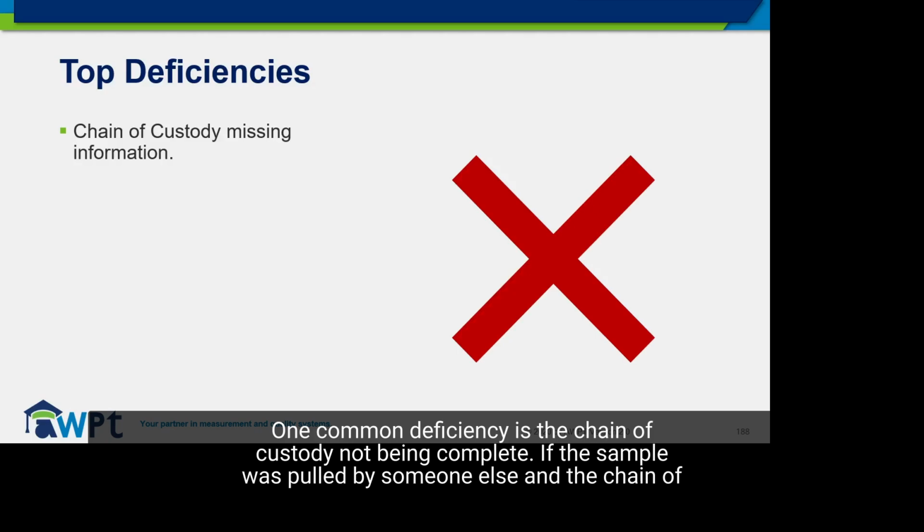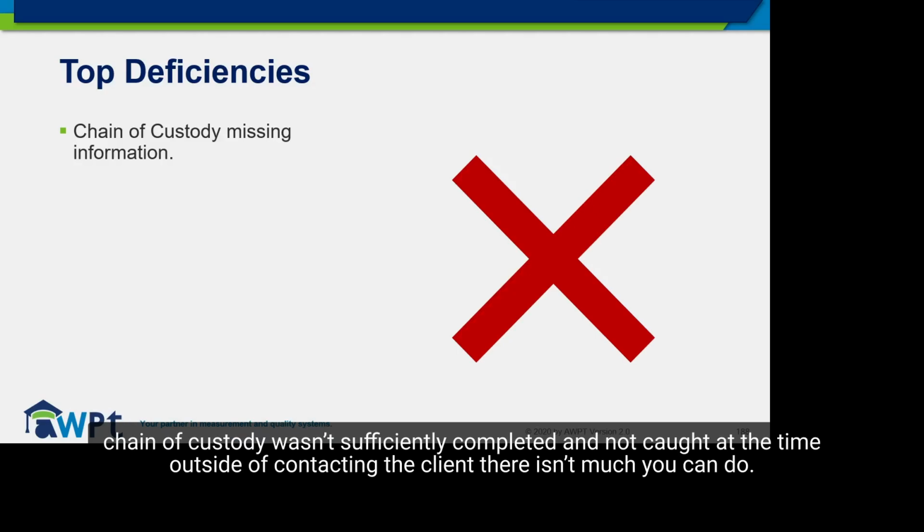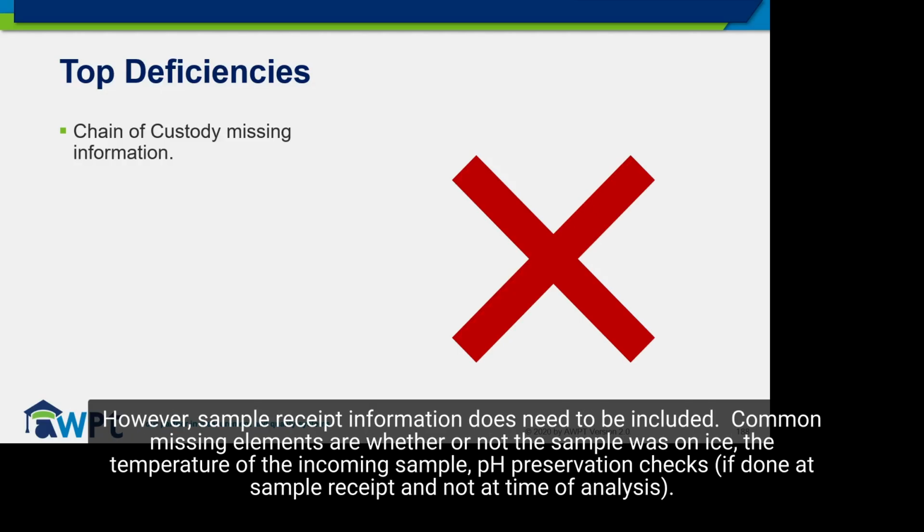One common deficiency is the chain of custody not being complete. If the sample was pulled by someone else and the chain of custody wasn't sufficiently completed and not caught at the time, outside of contacting the client, there isn't much you can do. However, sample receipt information does need to be included.